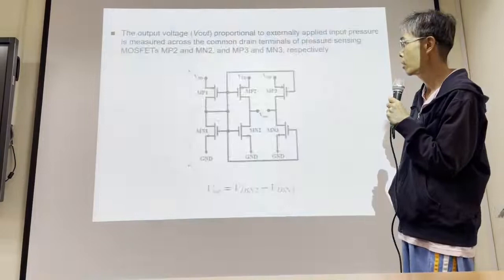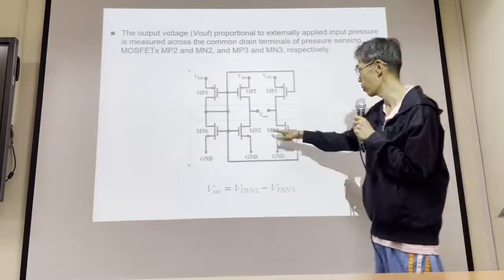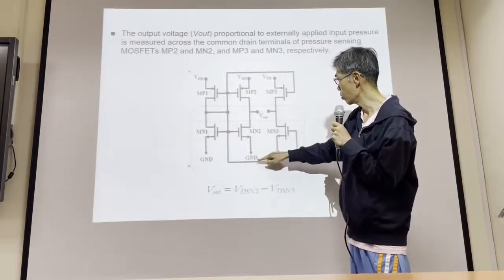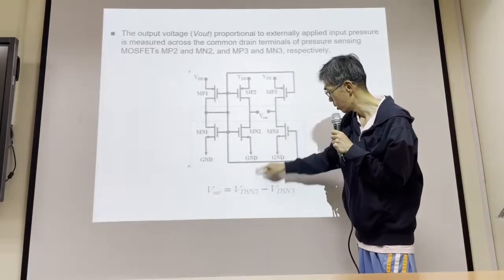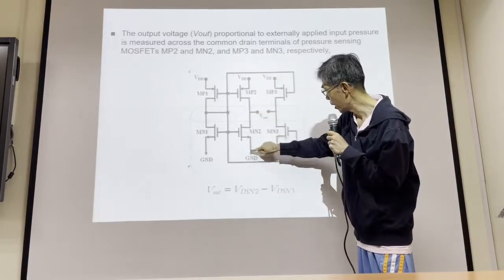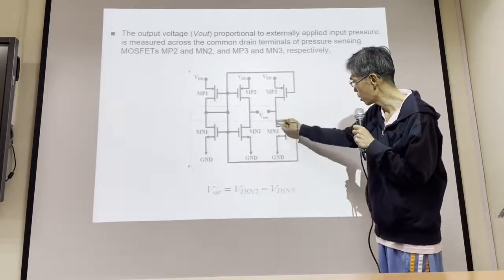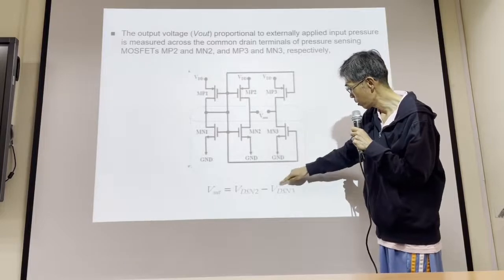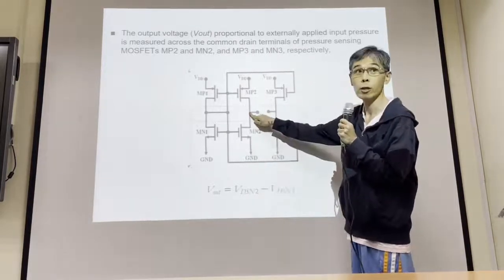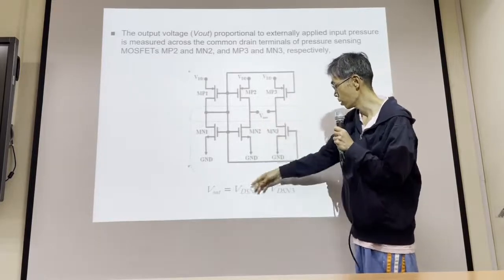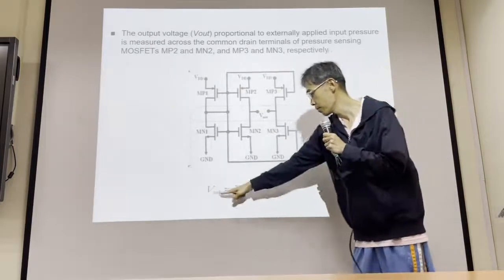Next. Then see, this is the output voltage. VDSN2, this is N2, and this is ground. VDSN3 is the voltage here, and VDSN2 is the voltage here. So Vout is equal to the difference between this point and this point.